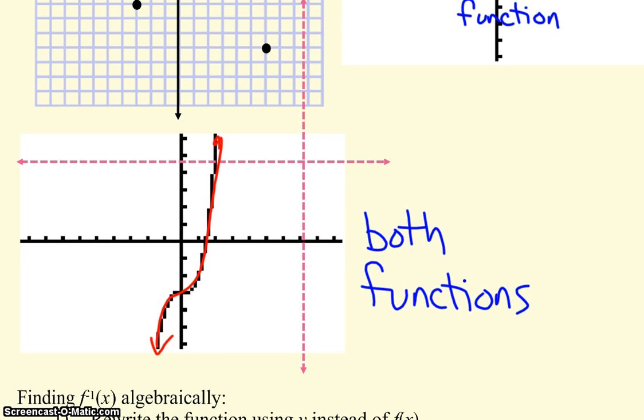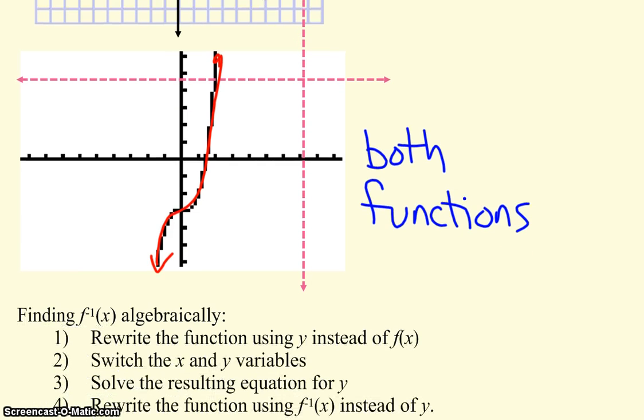This one is actually the graph of y equals x cubed minus 3. Now, the steps at the bottom of the page are just telling you how to find the inverse of x algebraically. This is a review from Algebra 1 and Algebra 2. You rewrite using y notation. You switch the x and the y. You resolve it for your new y, and then you rewrite it in function notation.